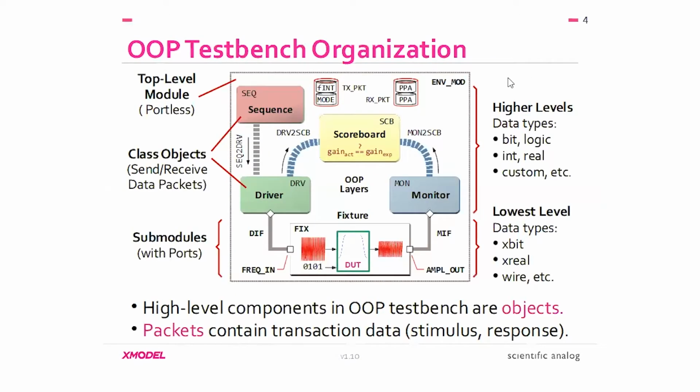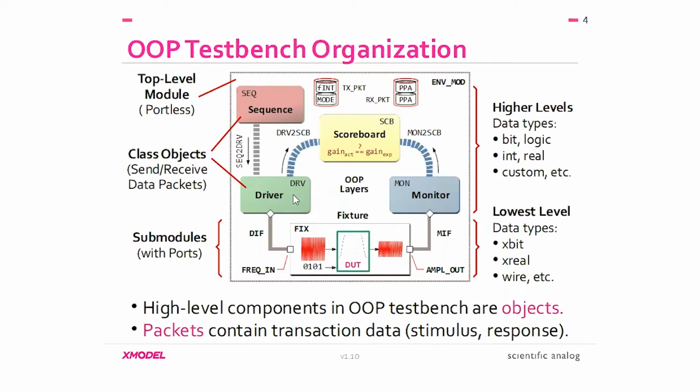The purpose of any test bench, of course, is to apply input stimuli to the DUT and check the output response. We'll use the term transaction to indicate a given set of input stimulus and output response. And we'll encapsulate that transaction inside a suitable data packet. At the highest levels of this OOP test bench, the sequence object generates an untimed series of transactions and sends the corresponding data packets down this first in, first out mailbox into the driver.